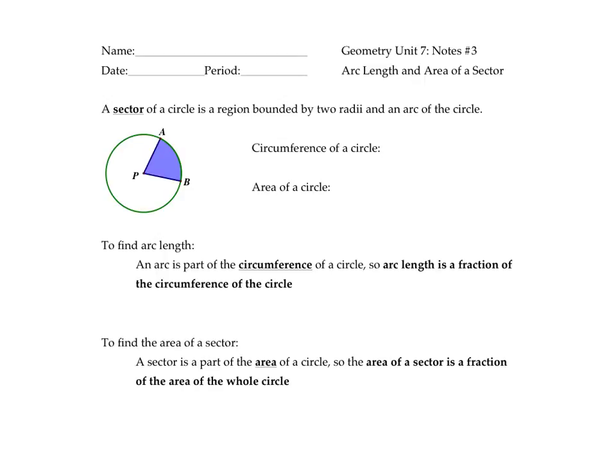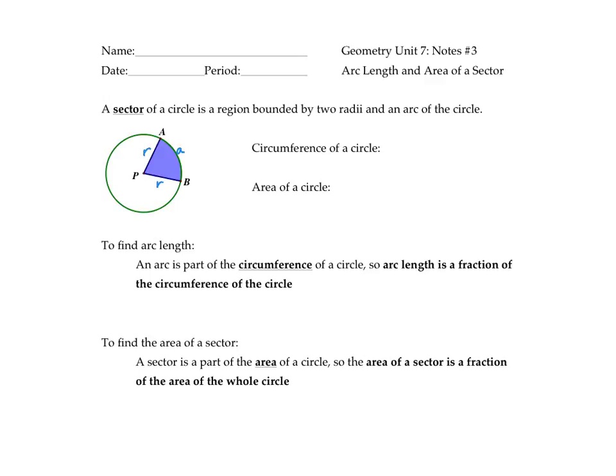Hi everyone. So today's lesson from Unit 7 is about arc length and the area of a sector. First of all, a sector is defined as part of a circle, or a region that's bounded by two radii and an arc of the circle. So AP and BP are two radii of our circle, and the third side, if you will, is this arc from A to B, which I'll label just with a little lowercase a.